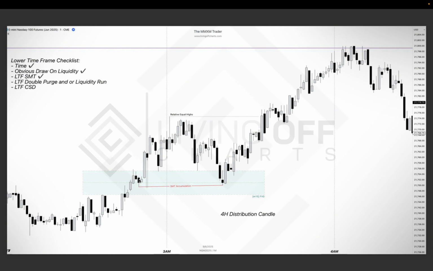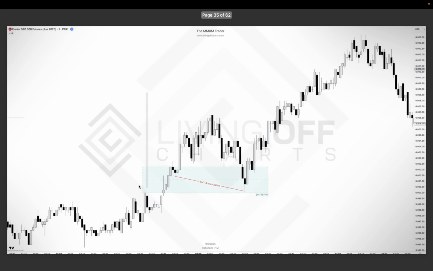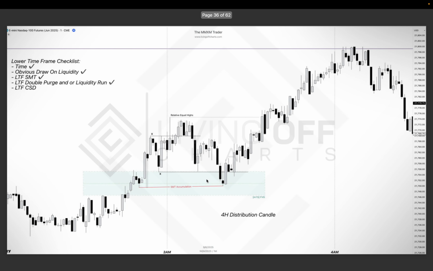Lower time frame SMT with this low right here. You can see this candle does not take this candle's low here. This is ES. You can see that clear SMT. Back to NQ. And then we're looking for a lower time frame double purge and/or liquidity run. In this case, we get a double purge where we take the buy stops of this range here first, and then we accumulate the sell stops. Now, we don't always have to have a double purge because sometimes you're going to have it on the 15-minute chart. And when you have it on a 15-minute chart, you don't need it on a lower time frame. However, having a double purge on the lower time frame is going to increase the probabilities.